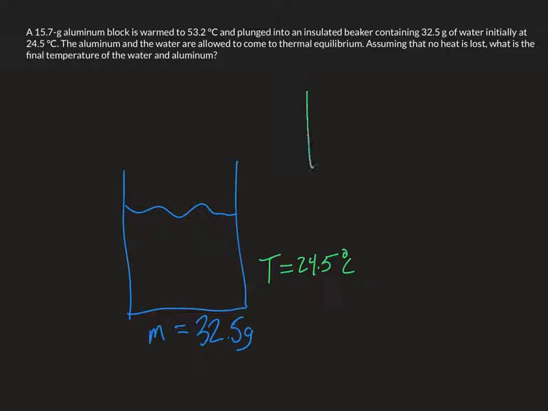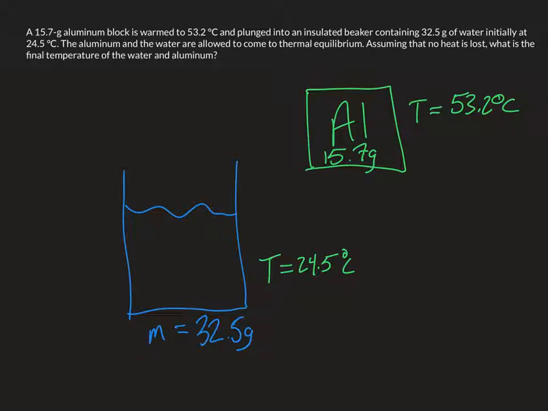We've got a hot piece of aluminum that has a mass of 15.7 grams. It also has an initial temperature that we're told is 53.2 degrees Celsius. And that hot aluminum block is going to go into the water, and hopefully, obviously, the water temperature is going to rise, and the temperature of the aluminum block is going to decrease. And over time, we should reach a state of what's called thermal equilibrium, where the temperature of the block and the temperature of the water are the same.